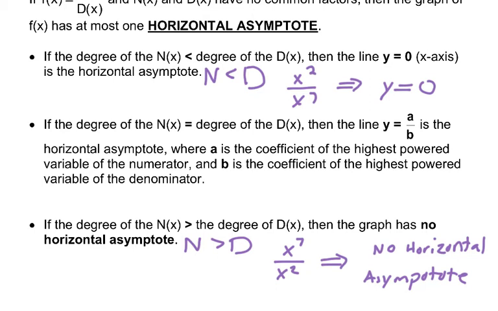Now the tricky one, well not super tricky, is if they are the same exponent. So if the degree in the numerator equals the degree in the denominator, so they have the same exponent, something like 5x squared over 4x squared. They are both x squared. Whenever this happens, you're going to take, let's change to green, the leading coefficients, so the numbers in front. So our horizontal asymptote here would be at y equals 5 over 4.